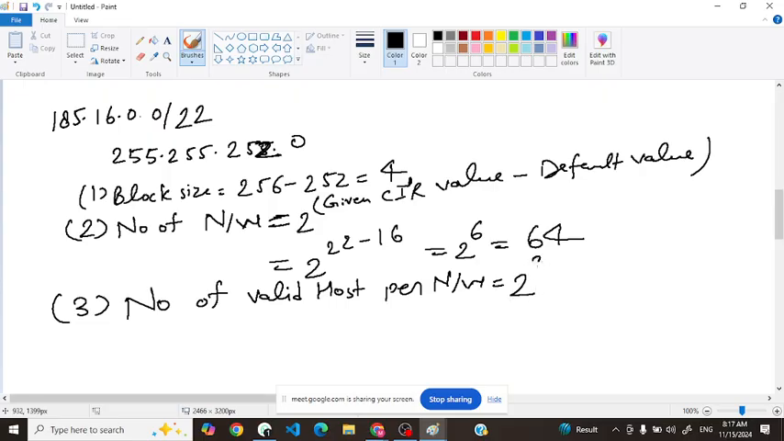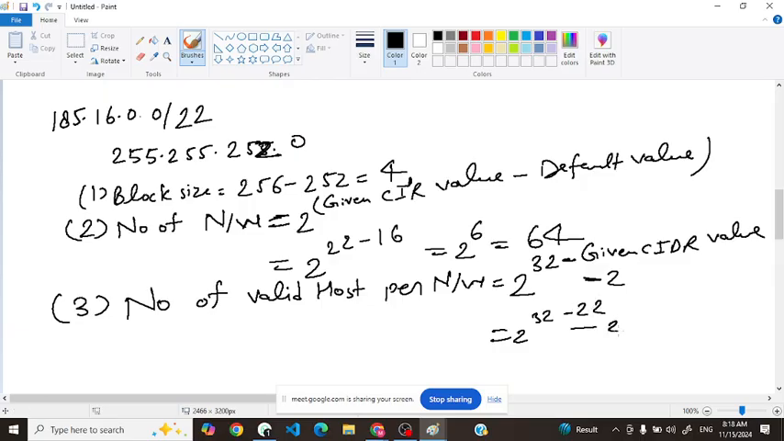2 to the power 32 minus 2 to the power of 10, given the CIDR value. Whatever it's going to be, 2 to the power of 10, and minus 2. So it will be 2 to the power 32 minus 2 to the power 10 minus 2. It will be 1022.